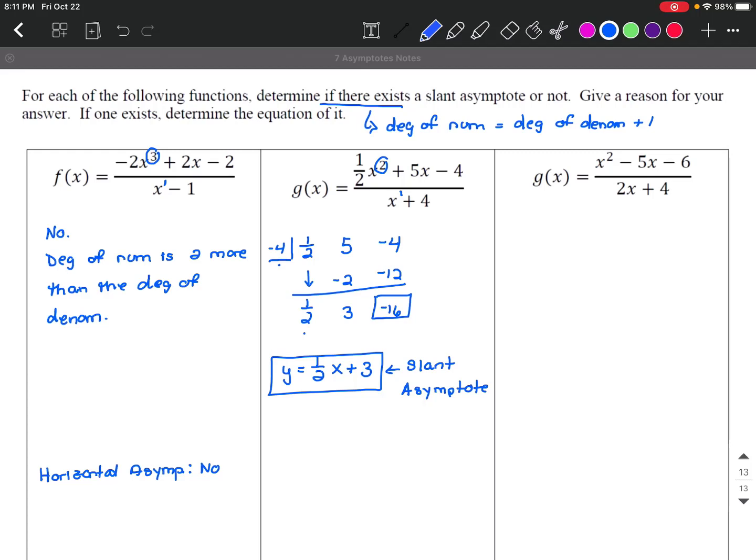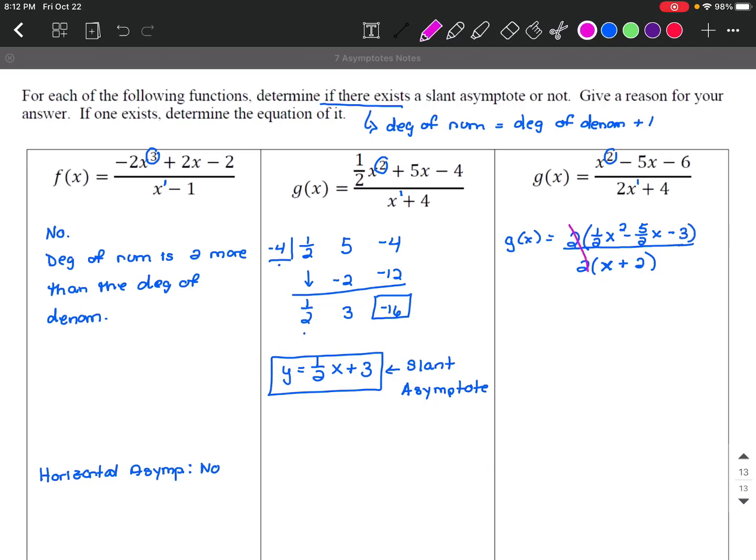All right, last example. We have another g of x. The degree of the top is 2. The degree of the bottom is 1. So we will have a slant asymptote because the degree of the top is exactly 1 more than the degree of the bottom. However, before we can do our division, we need to factor out that leading coefficient in the bottom, which is 2. If I factor that out, I'm going to be left with x plus 2. But if I factor it out of the bottom, I have to factor it out of the top. That will leave me with 1/2 x squared minus 5/2 x minus 3.